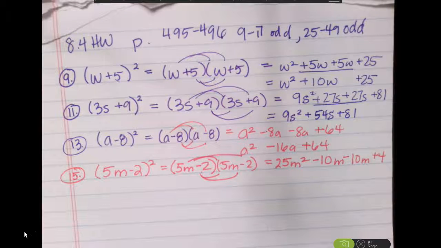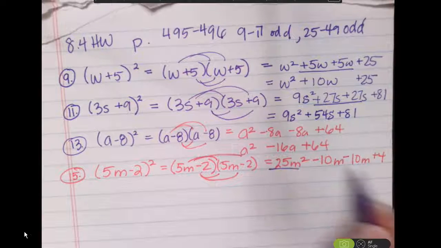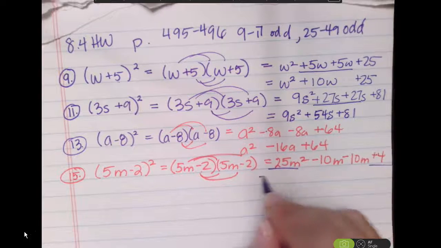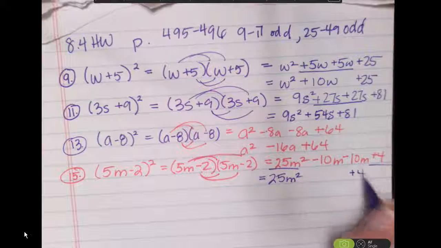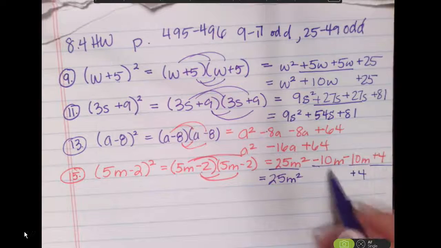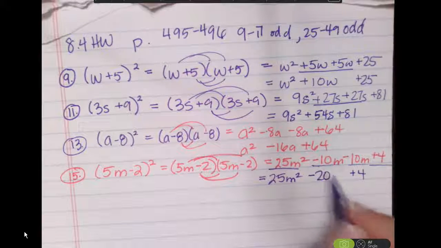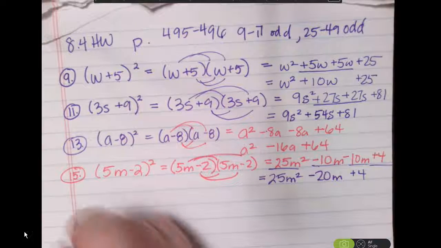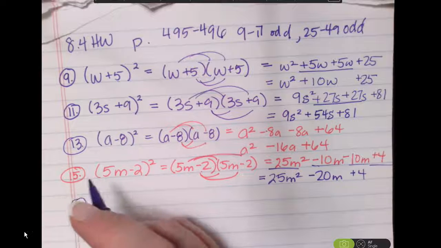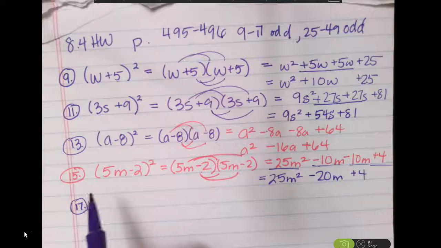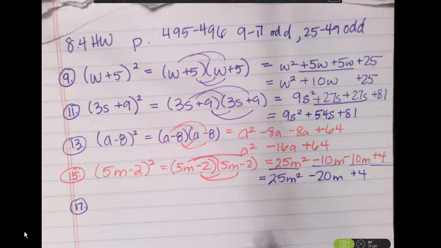So again, we're noticing these perfect squares at the beginning and end. 25m squared and a 4, and then this is always the same thing in the middle, minus 10, minus 10, minus 20m. So if you can notice patterns, these will be a great shortcut for you later on, but if you don't notice the patterns, you can still get along just fine.